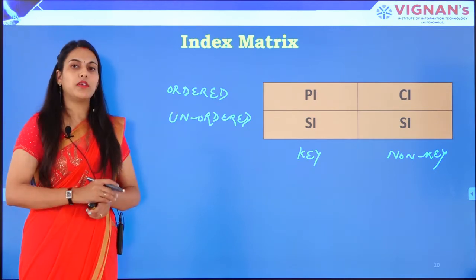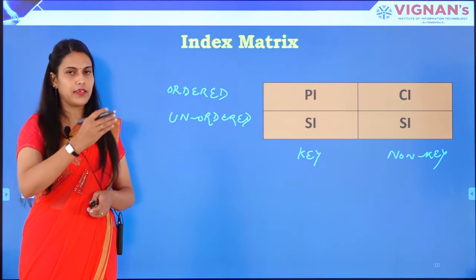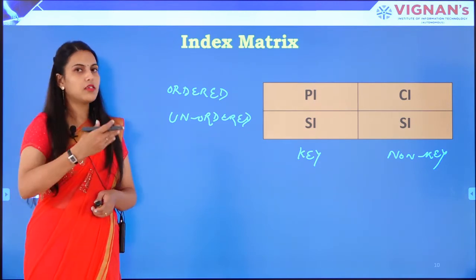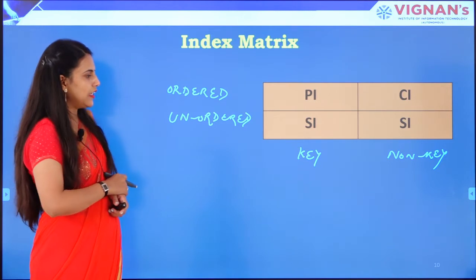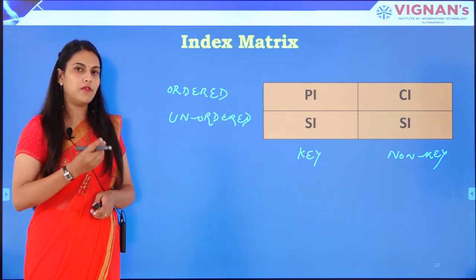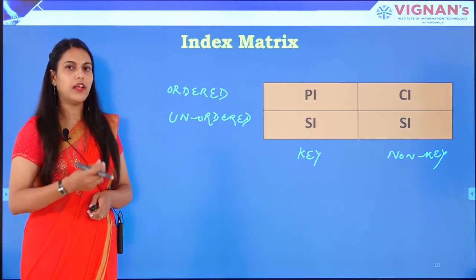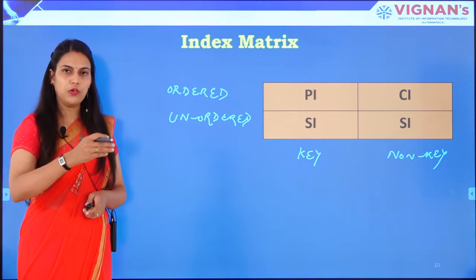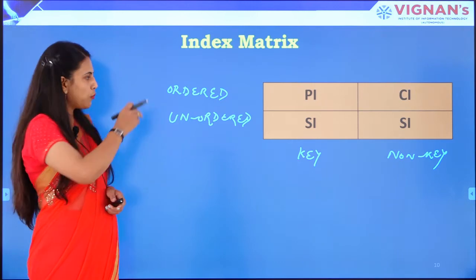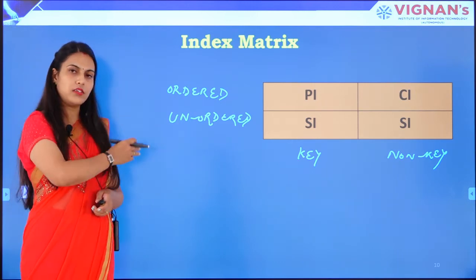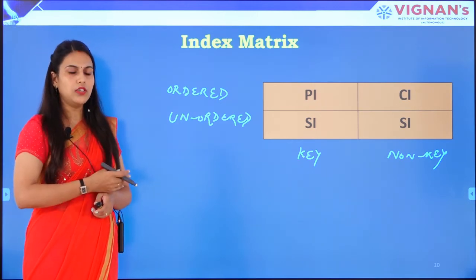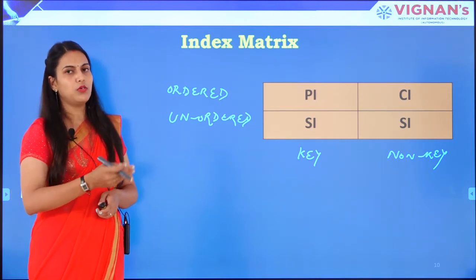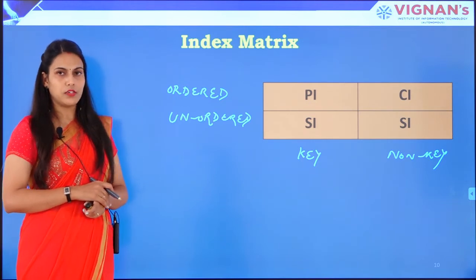Ordered means the database file is sorted in ascending order or in descending order. Unordered means it is not sorted. Key means the database file is having unique values in it, some key value is there. And non-key means there is no unique values in the database file. So based on the combination of whether the file is ordered or unordered, or whether the file is having key values in it or not, we can use different index in different situation.